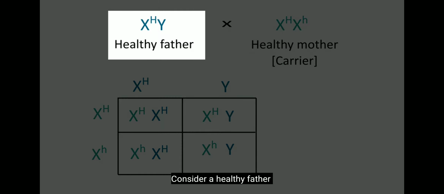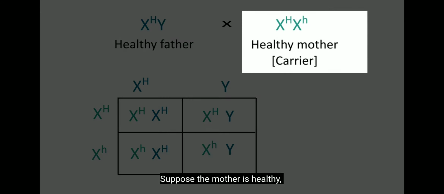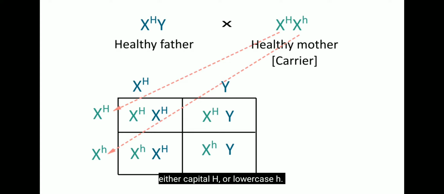Consider a healthy father with one normal allele on his X chromosome. Recall that this gene is only found on X. His Y chromosome does not carry an allele. Suppose the mother is healthy but carries a recessive allele for hemophilia. The dad can pass on either capital H, the normal allele, or a Y chromosome. The mom can pass on either capital H or lowercase h.